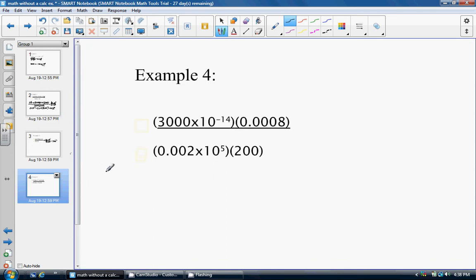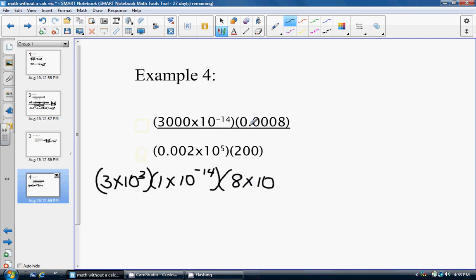So I'm going to start with that 3,000. I want to pretty that up. I want a single-digit whole number. So I'm going to do 3 times 10 to the 3, because I moved the decimal 3 places to the left. It was originally 10 to the 14, so this is 1 times 10 to the negative 14. And then I have 0.0008, so I'm going to make that 8 times 10, and I move this 1, 2, 3, 4 places to the right, so that makes that negative.